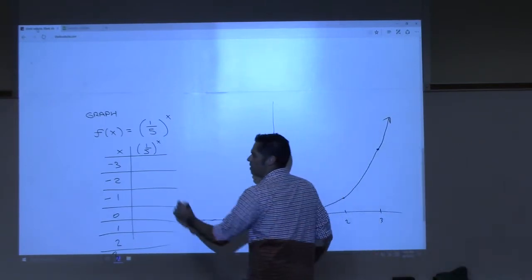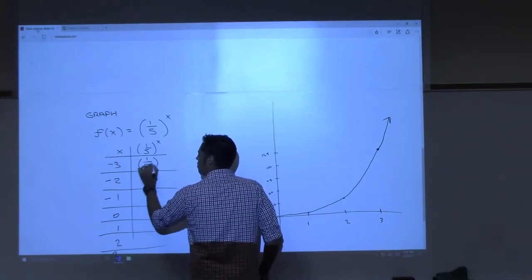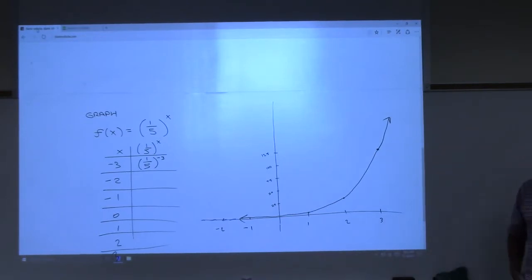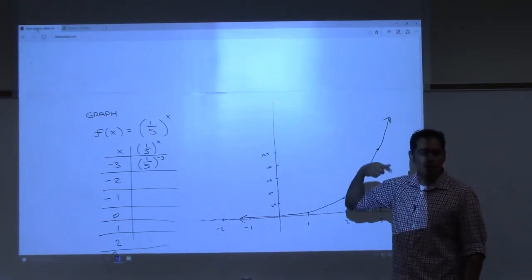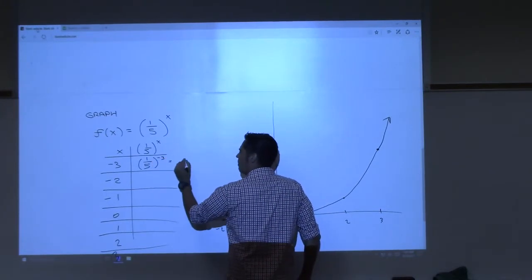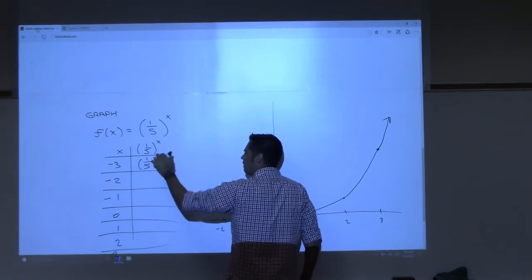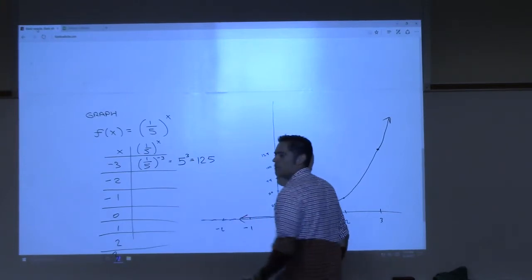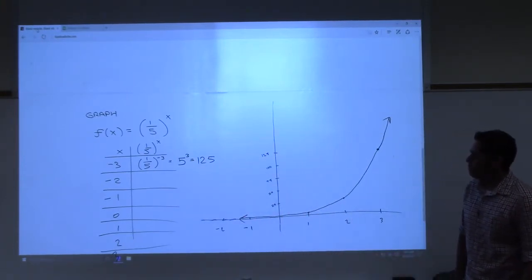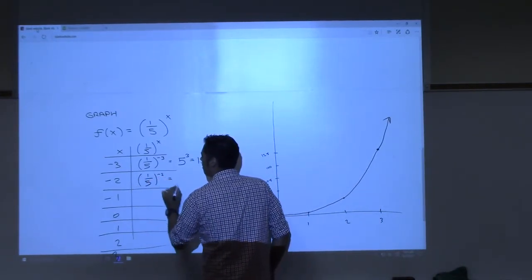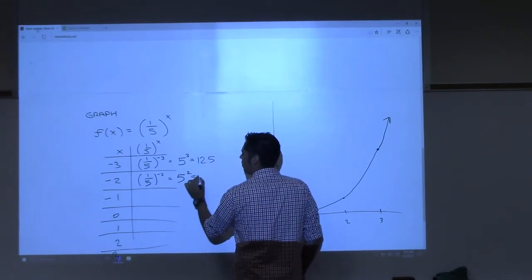When I plug in -3, I'm supposed to take 1/5 to the negative power. Does anybody know how to treat a fraction that's raised to a negative power? What you can do with it? Flip it. You flip the fraction over and you make it the positive power. That is a property of exponents. So we can flip this fraction, make it 5/1. What's 5/1? 5. That's equivalent to 5 cubed. What's 5 cubed? 125. Same thing here. 1/5 to the -2 would be 5 squared, which would be 25. So you flip it.